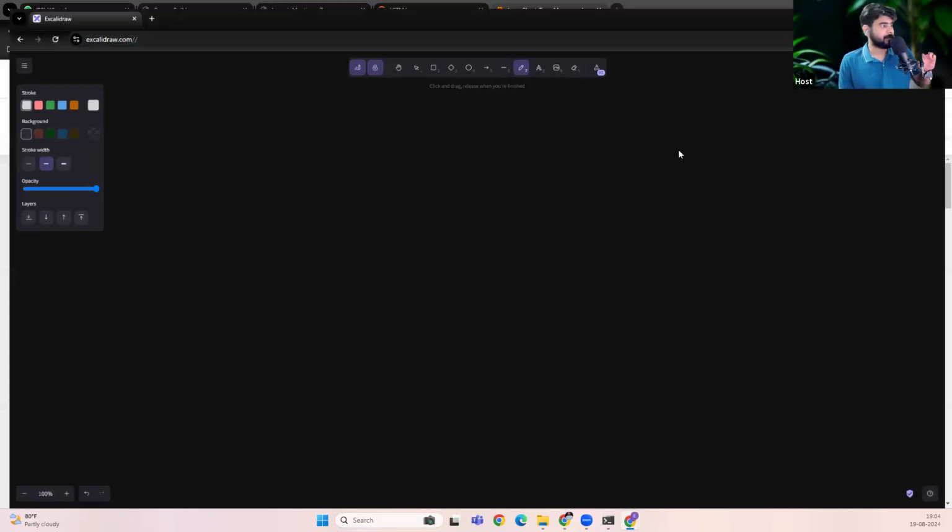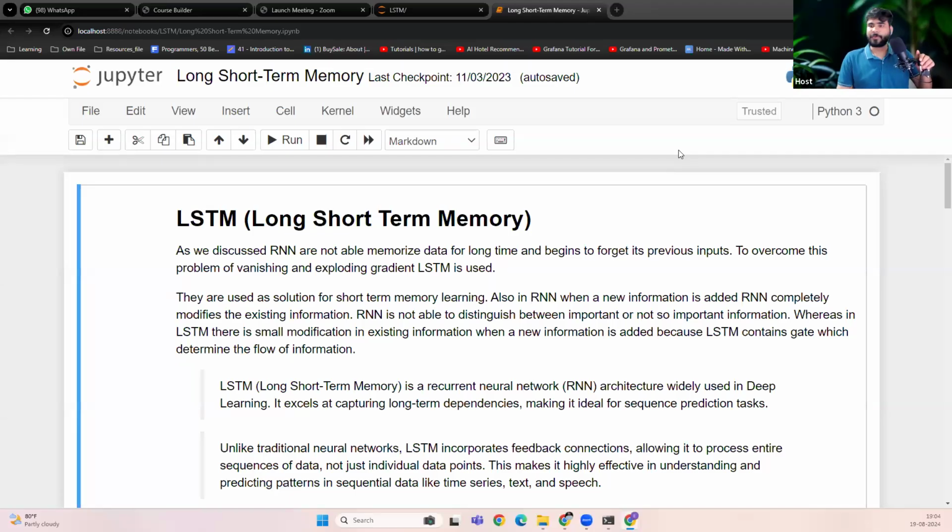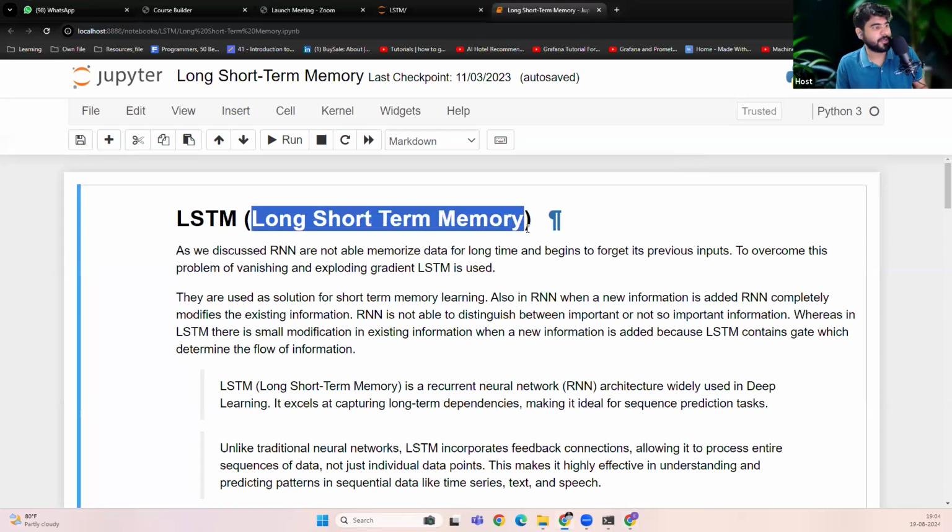So we are going to start with the LSTM, long short term memory. This is the full form that we have for the LSTM. But before this one, let's try to understand first of all why LSTM is important. Why we need LSTM? So when we learn neural network, that is called NN, in a neural network, we can't remember our data, whatever the data that we are going to pass.